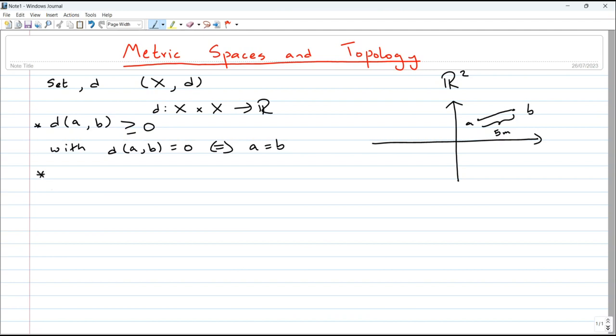We also need another axiom. The distance between A and B should be the same thing as the distance between B and A.